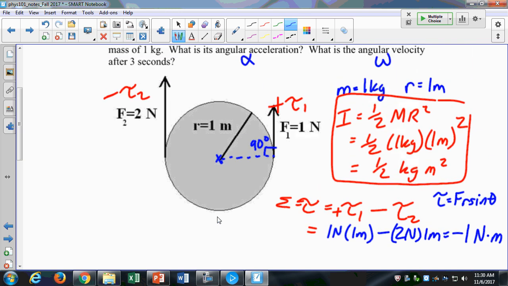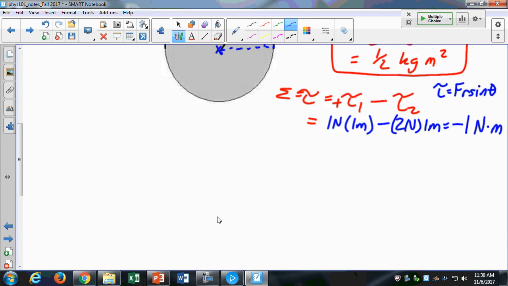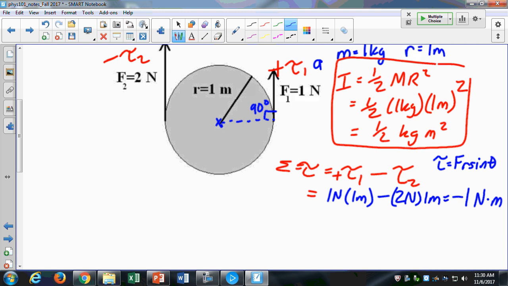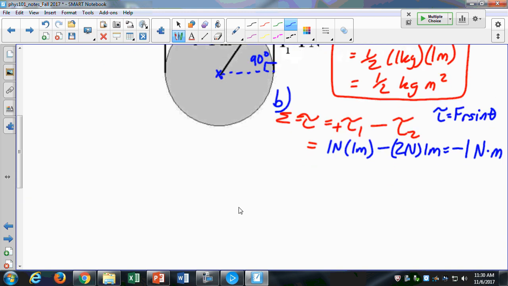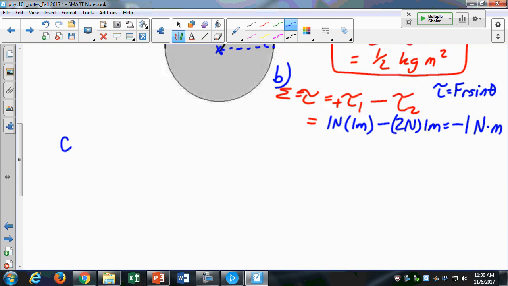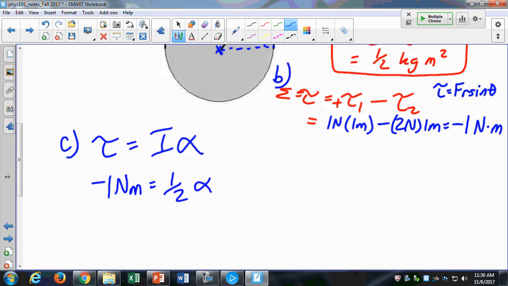Now the next thing I want to do is find the angular acceleration. As we're doing steps, you can think of this as my first step, this is my second step. To find alpha, I say torque is equal to I times alpha. That's negative 1 Newton meter is equal to 1/2 times alpha. So alpha then is equal to negative 2 radians per second squared.